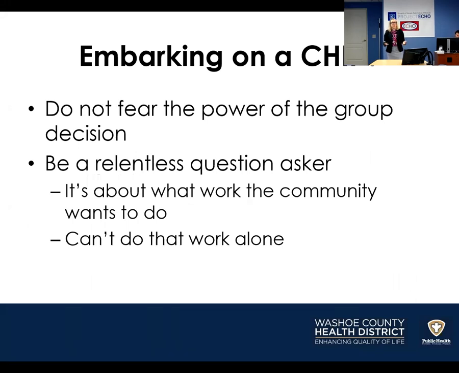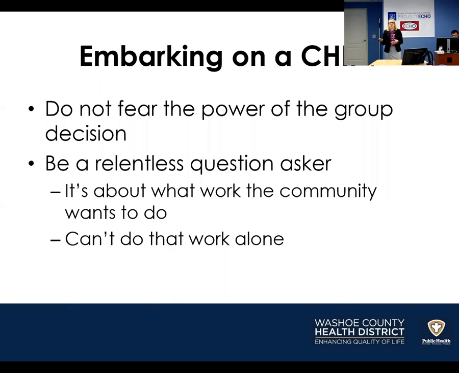Do not fear the power of the group decision. I think for those of us who are planners and really like a tidy process, it can be a little scary to put big decisions, like what are we going to focus on, to a group. But I really want to encourage folks not only to think about how important it is for the community to buy into that work, but also think about all the wealth of knowledge you have in your community and tap into that opportunity for them to help you make those hard decisions.